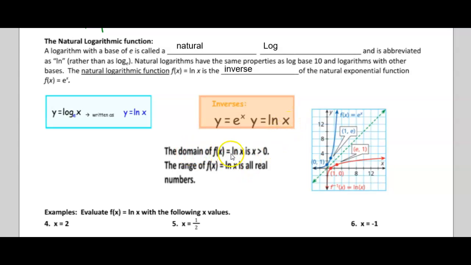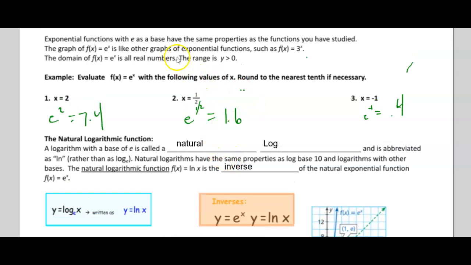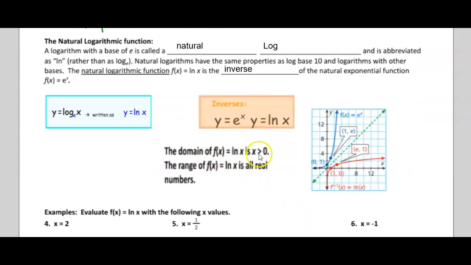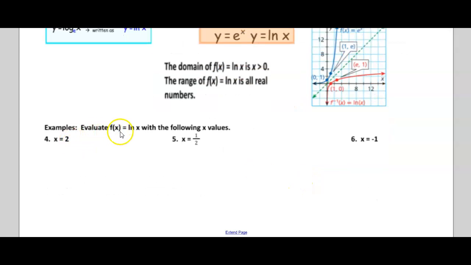The domain of f of x equals ln of x is x greater than 0. The range of natural log of x is all real numbers, okay? And it's just the inverse of this over here. For e to the x, the domain is all real numbers and the range is y greater than 0. But see how for the natural log the domain is x greater than 0 and the range is all real numbers. They're inverses of each other.